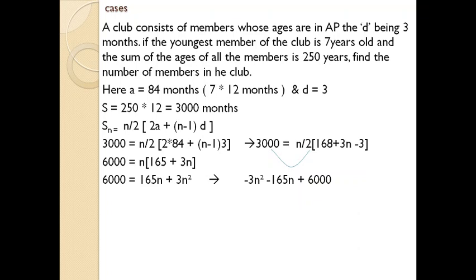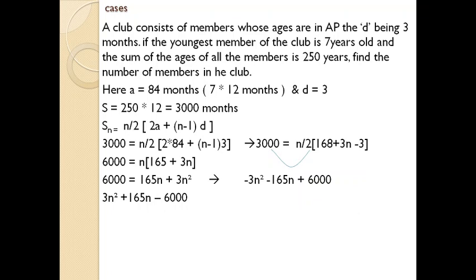By opening the bracket, you will get 6000 equal to 165n plus 3n square. Ultimately this leads to 3n square plus 165n minus 6000. Now it's in a quadratic form. You know how to deal with quadratic situations. Just remember, this is an arithmetic progression case. Still, we are using quadratic equation steps. So be aware of all the cases which we have dealt with in the previous sessions.